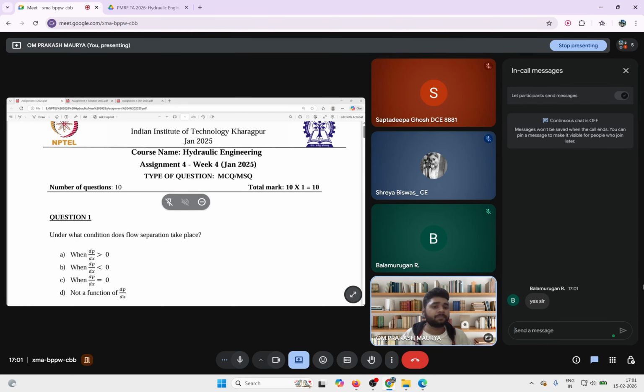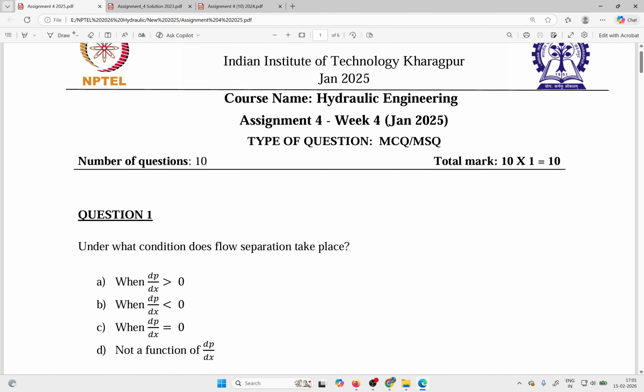Okay, thank you. So the first question is: under what condition does the flow separation take place? When dp by dx is greater than 0, when dp by dx is less than 0, when dp by dx is equal to 0, and D, not a function of dp by dx. Means this does not depend on dp by dx. Here p is the pressure, and x is the longitudinal direction.